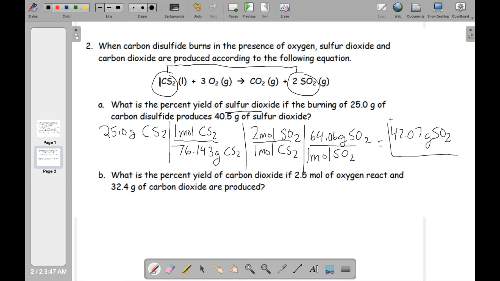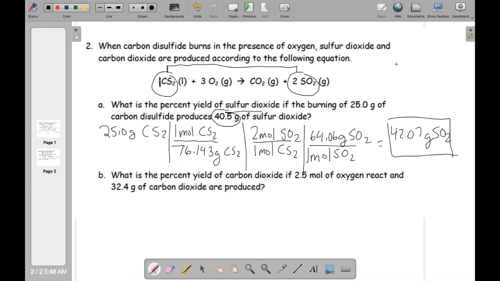So what is this number here? This is the theoretical yield. If I perform this experiment and everything goes perfectly, theoretically I should get 42.07 grams of sulfur dioxide. However, they gave us the actual yield. So I actually got 40.05 grams.